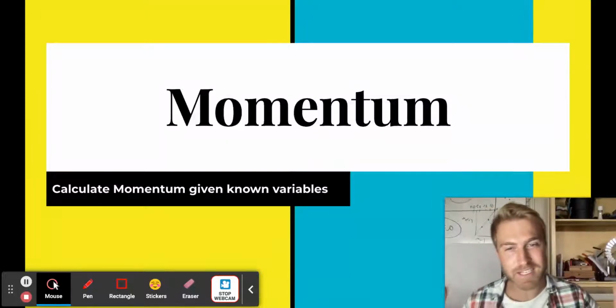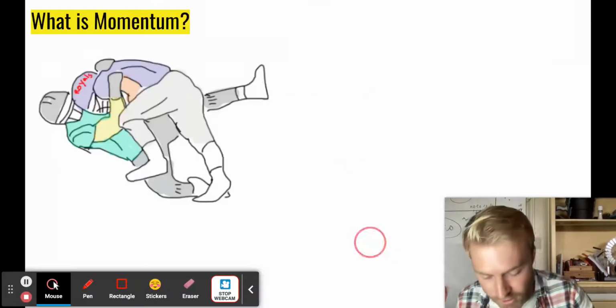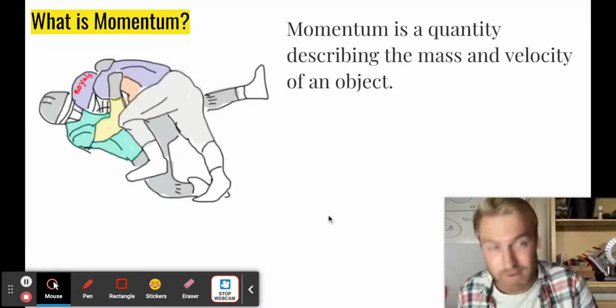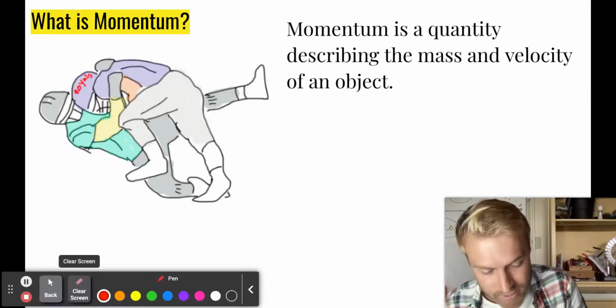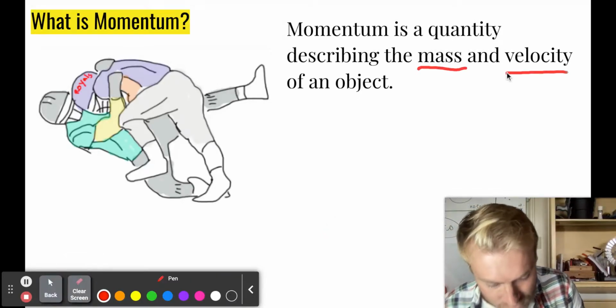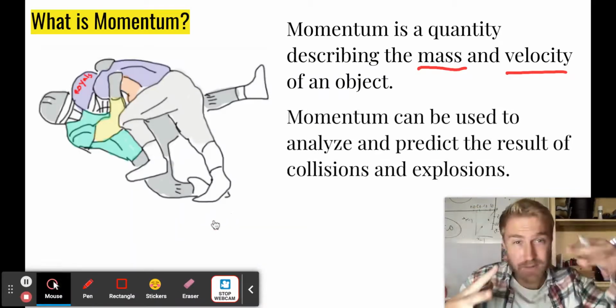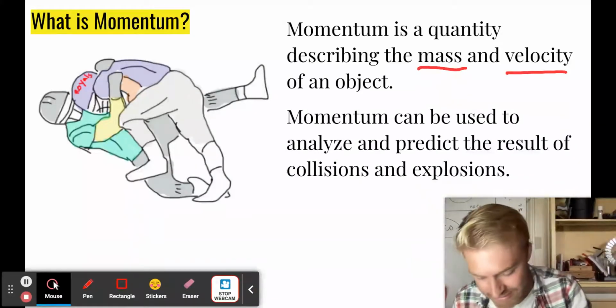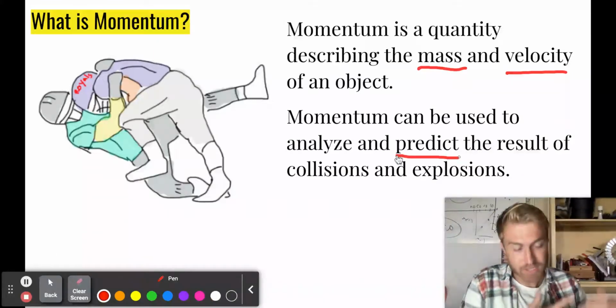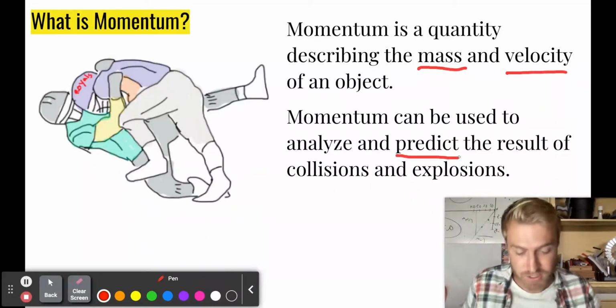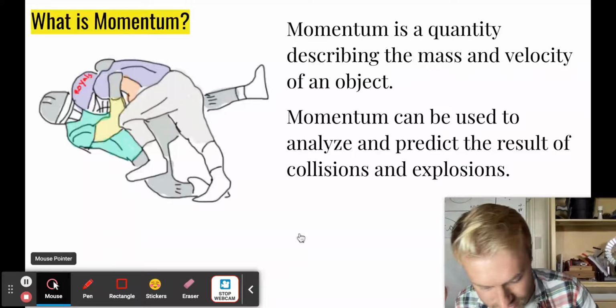All right, let's learn about momentum and calculate momentum given known variables. So what is momentum? Momentum is a quantity describing the mass and velocity of an object. Momentum can be used to analyze and predict the results of collisions and explosions. That's why physicists love this thing.